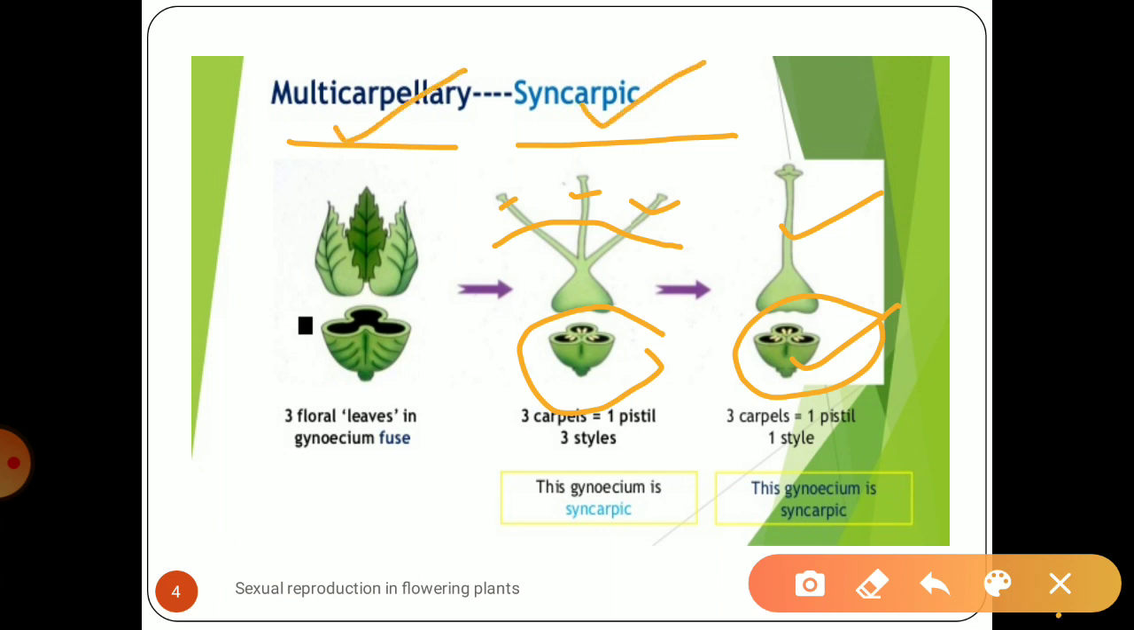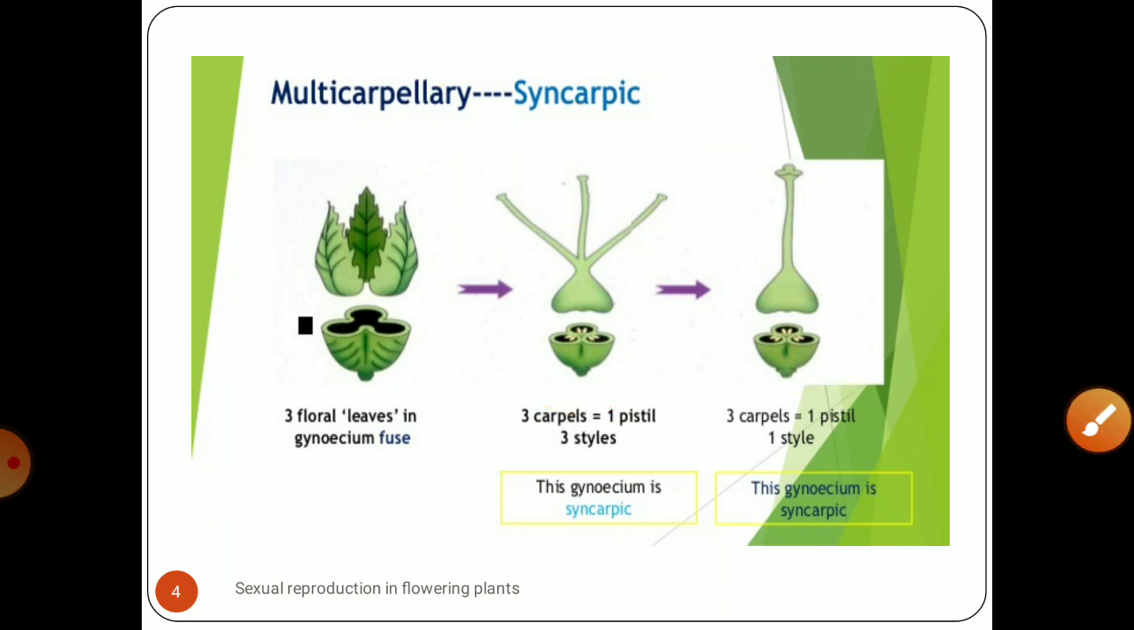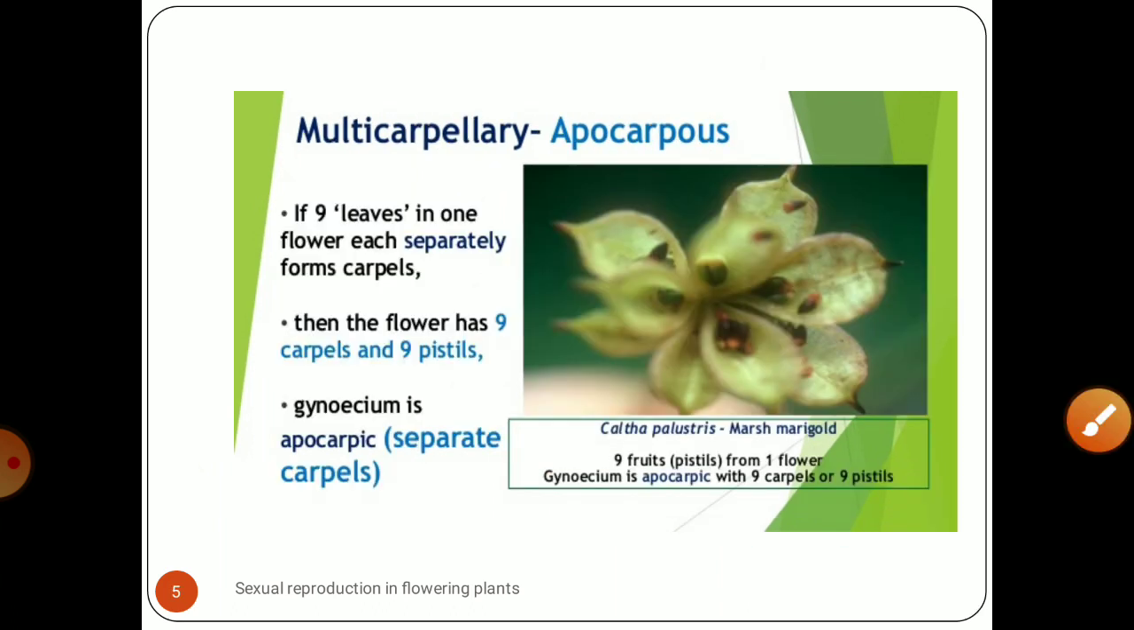Now moving on, we have the multicarpellary apocarpous condition, where carpels are not fused. Carpels are not fused here, or you can say pistils are not fused. They are separate, so they are called multicarpellary apocarpous condition.